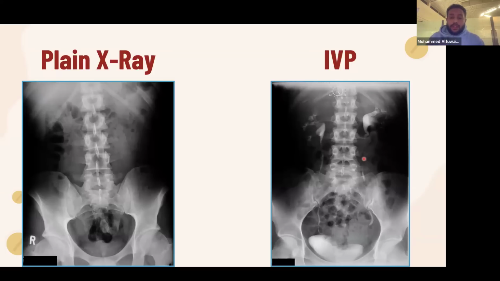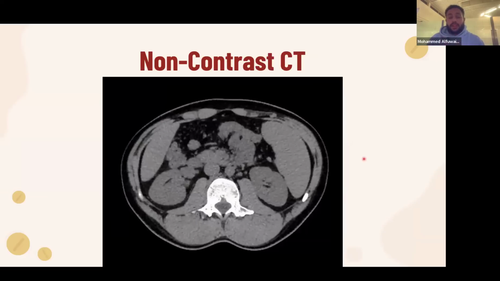However, the gold standard is this, okay? This is a non-contrast CT, okay? Now, how do I know it's non-contrast? Look at the aorta. The aorta is isodense.